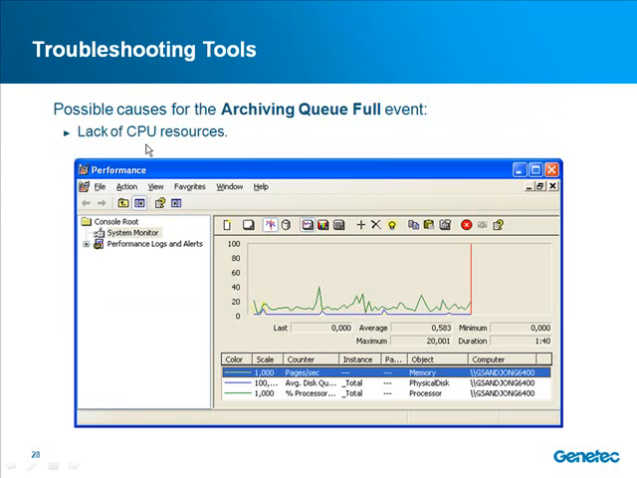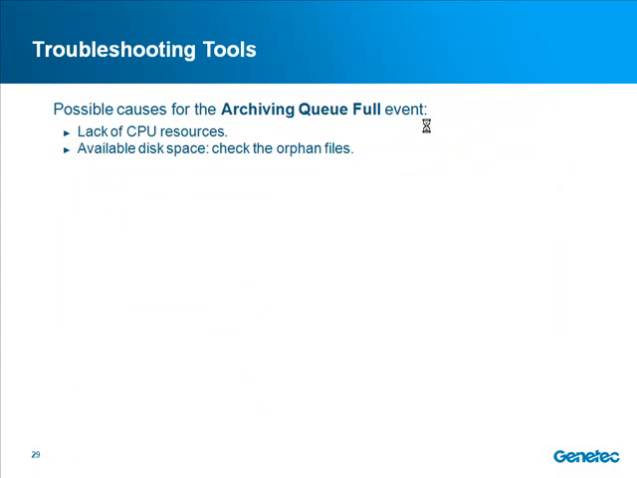The first one is our CPU resources. Take a look at the processor usage in the performance monitor of the archiver to make sure it's not going too high. You'll also want to check the available disk space and make sure we have no orphan files, which are video files that have no database entries and therefore will never be cleaned up.